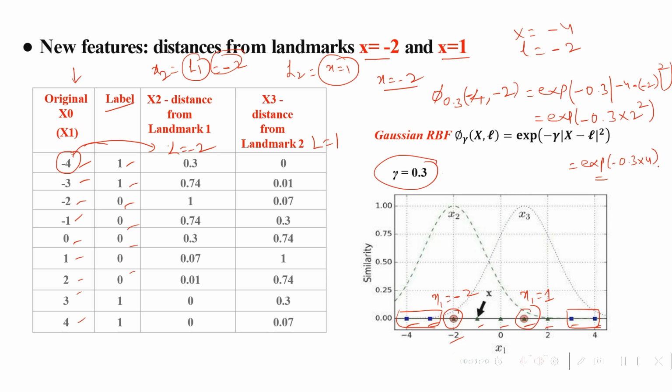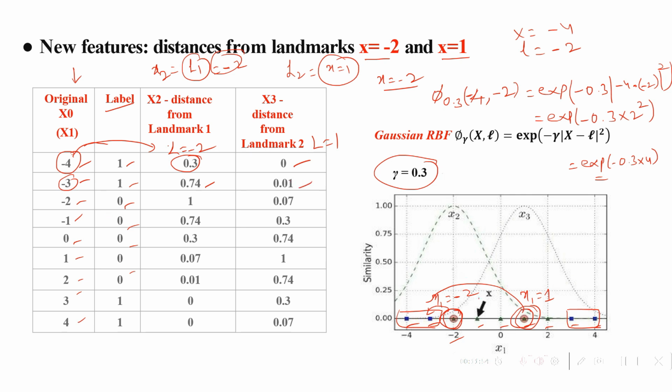That gives the value of the corresponding exponential value. So that is equivalent to 0.3. Like that, we are going to find out the similarity between the second landmark with respect to minus 4, and that value is equal to 0. Like that, we are going to find out the similarity between the first landmark and the other element, that is 3 minus 3, that is equal to 0.74, and the similarity between the second landmark and minus 3, that is equal to 0.01.